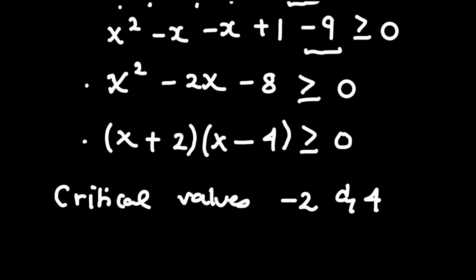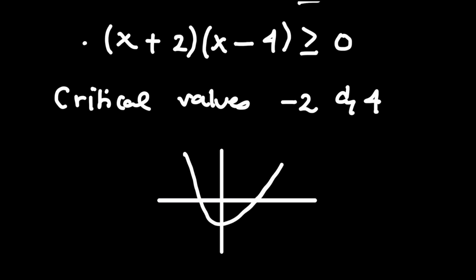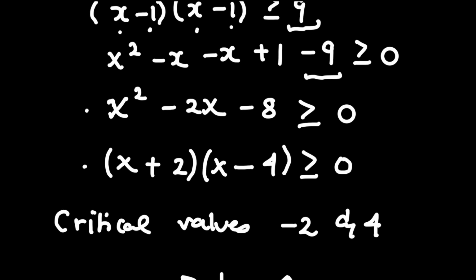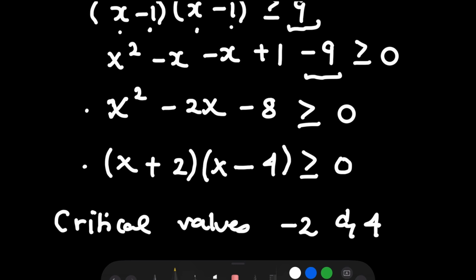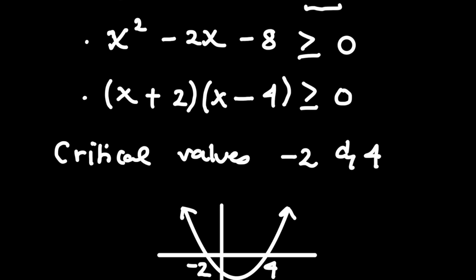So from this now, we should have an idea of how the function, or the graph, looks. Basically, the parabola is going to be something like this. Then here it's minus 2, and then here it's going to be 4. Then this continues. So let me let you guys know what this question is asking. It's basically asking, where is this graph above or on the x-axis?